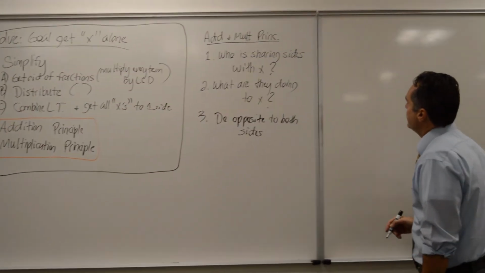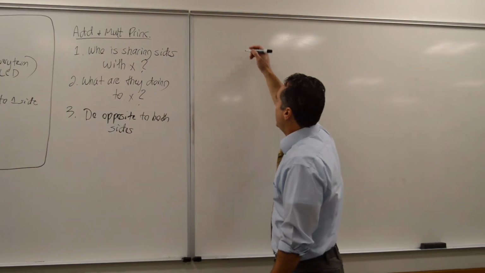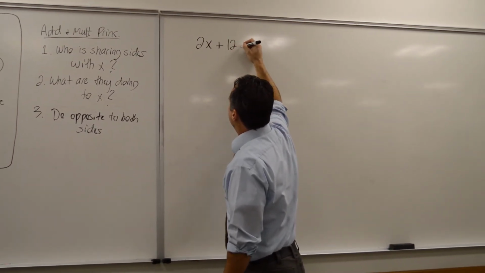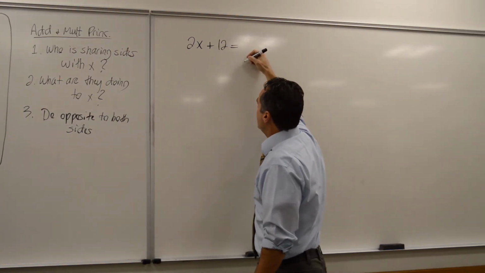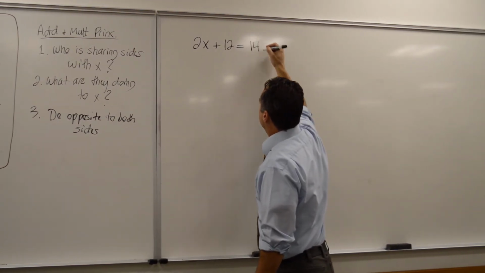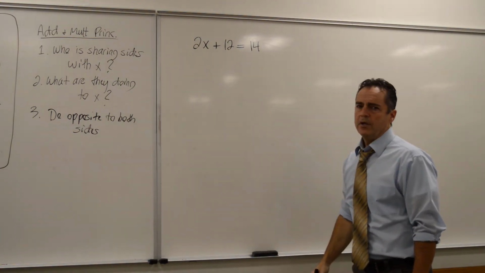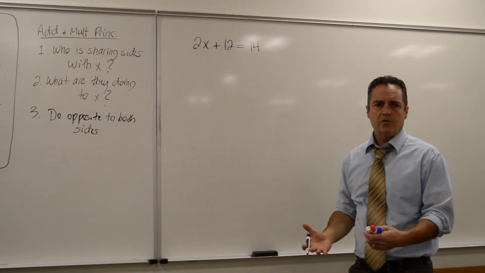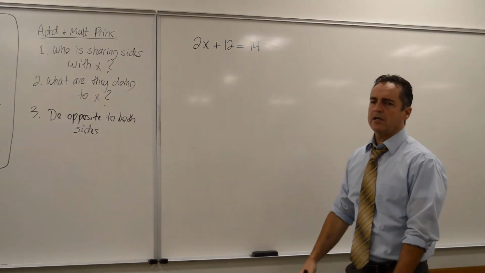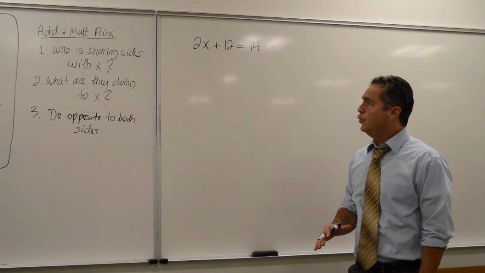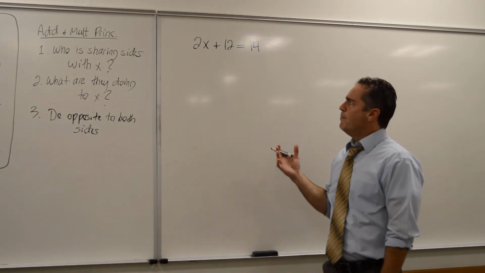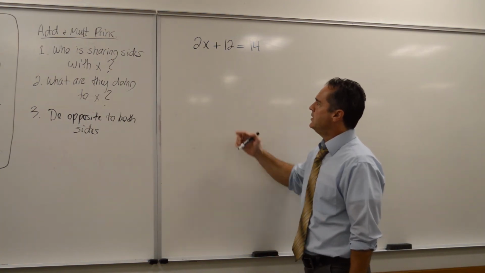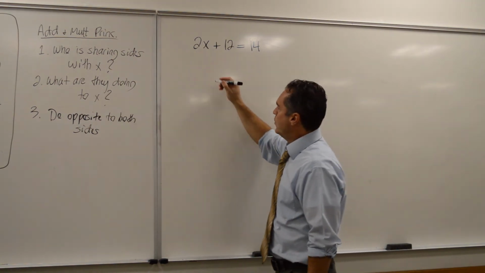So let's say that I have an equation like 2x plus 12 equals, and I'm going to say 14. Okay, 2x plus 12 equals 14. So now we have more than one thing sharing sides with x at the same time. So who is sharing sides with x? That's right, both 2 and 12. So we must do the addition principle first. So we're asking who's being added or subtracted to x. Indeed it is 12. It's being added, so we are going to subtract.